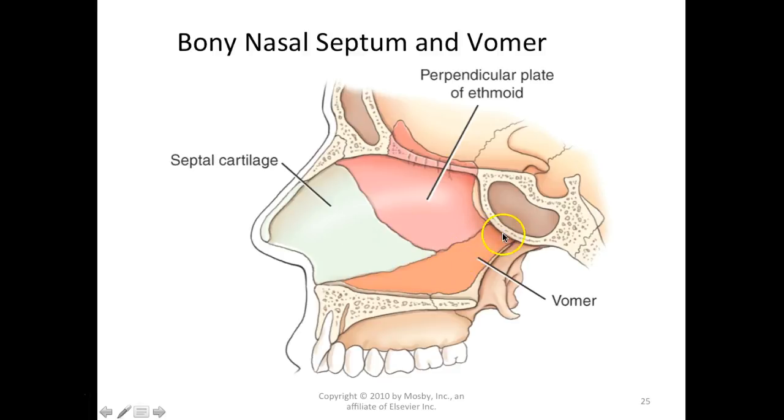So this is the vomer right here, and this is the perpendicular plate of the ethmoid. This up here is septal cartilage, so this is the softer part. Here's your nasal bones. So the vomer is right there with your maxilla. You've got vomer, perpendicular plate of your ethmoid, and cartilage.